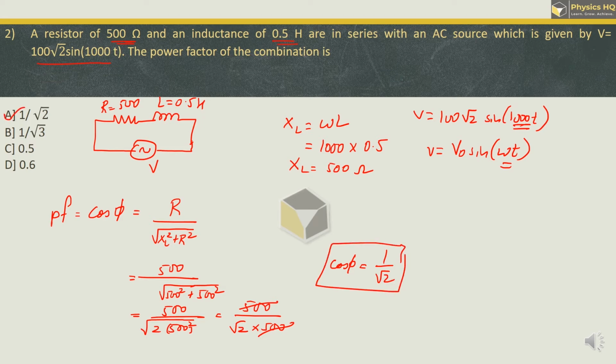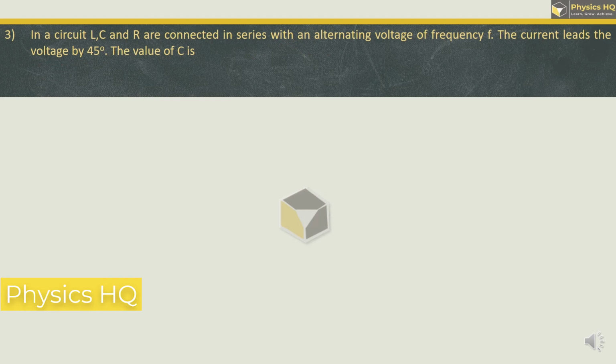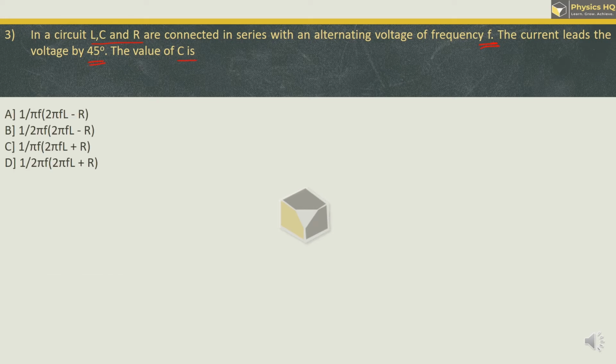Let us go ahead to the next MCQ. In a circuit, LCR are connected in series with an alternating voltage of frequency f. The current leads the voltage by 45 degree. The value of C is, these are the options we have.